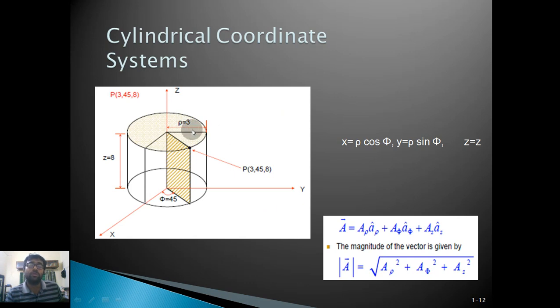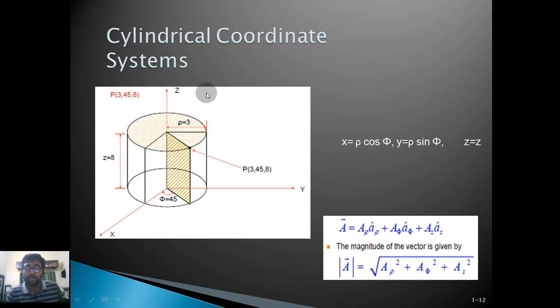Now if we put rho equal to 3 or any other value, for example phi equal to 45 and z equal to 8, we will get this kind of picture. In case rho is equal to 3, we get a circular cylinder of radius 3. If z is constant, where the value is 8, we will get a horizontal plane. And in case phi is equal to 45, we get a vertical plane which touches the point P here, and this is the magnitude of the vector given.